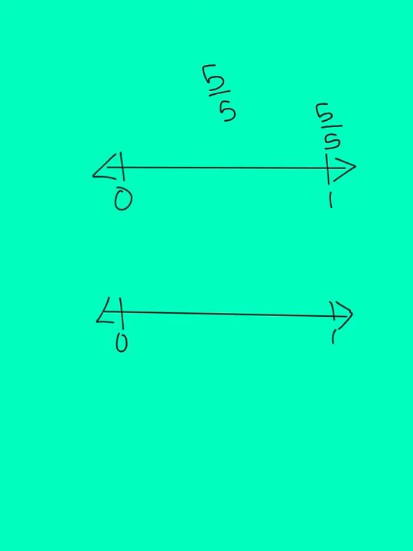Fifths are a little tricky. I'm going to try this one more time. 1, 2, 3, 4. That's better. So you can see now I've got 1, 2, 3, 4, 5 pieces. So I used 4 lines to split my number line into 5 pieces. Okay, so I'm just going to label that real quick.